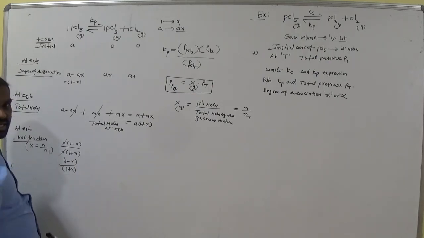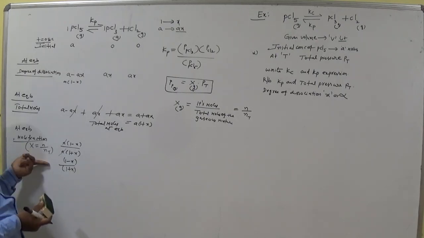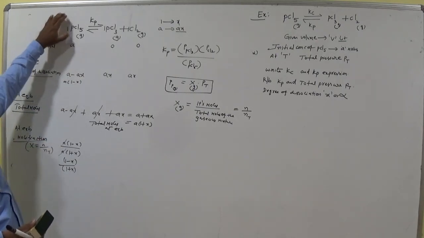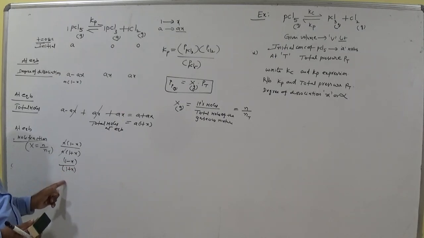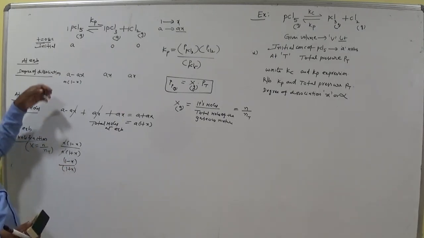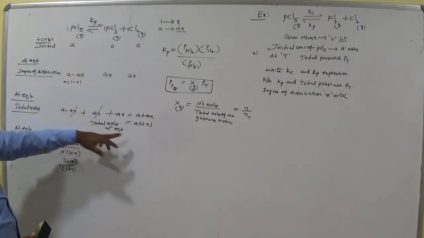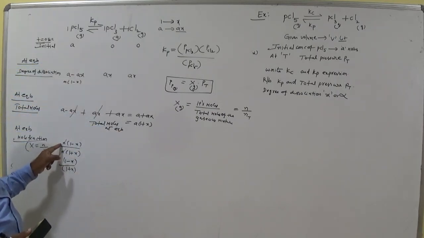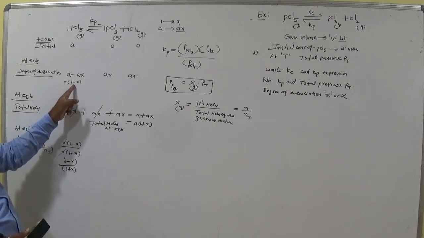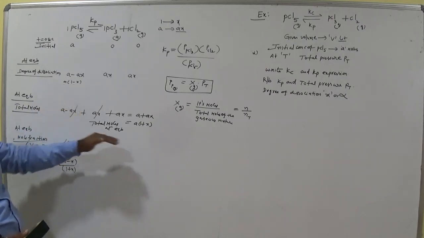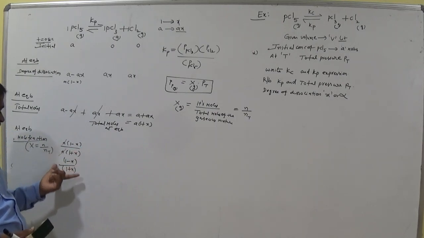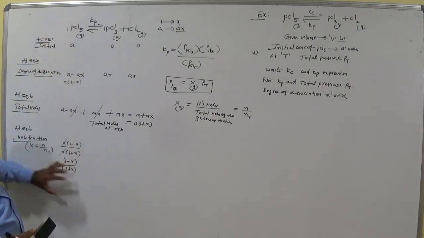Is it clear? Now mole fraction of PCl5 is 1 minus X by 1 plus X. Is it clear? How did it come? Number of moles by total moles. Total moles means A into 1 plus X. Number of moles equals A into 1 minus X. It is divided by total moles A into 1 plus X. Then we get the mole fraction of PCl5.